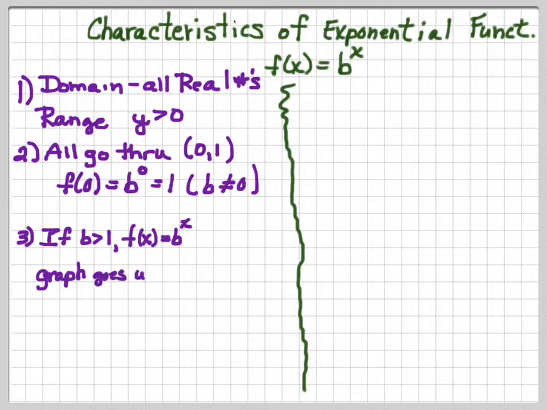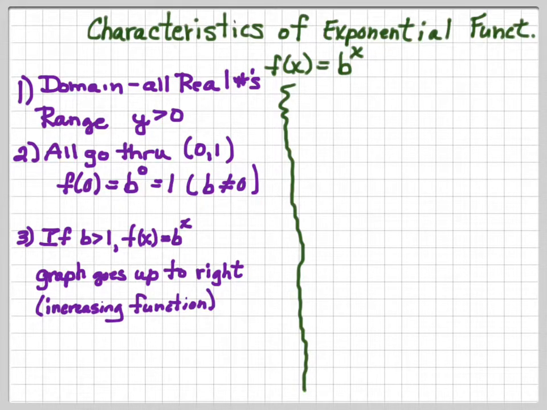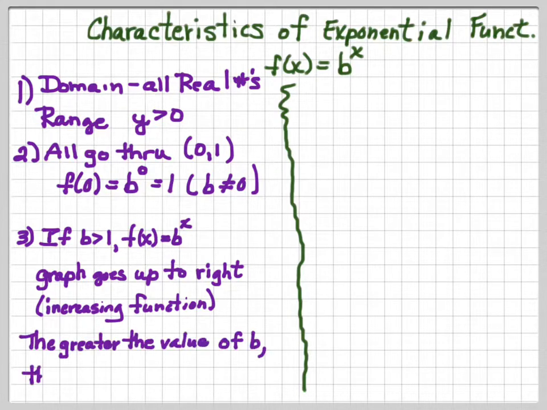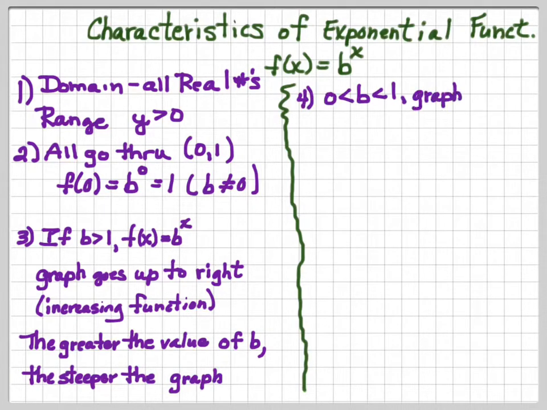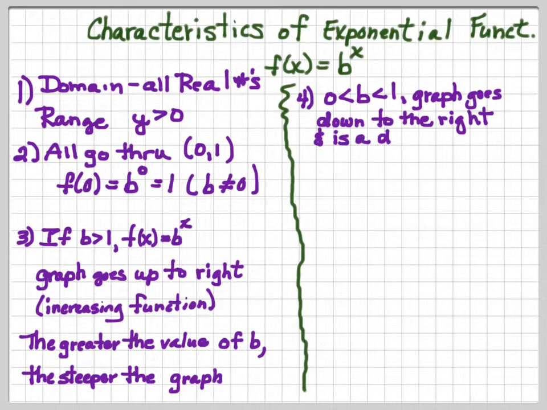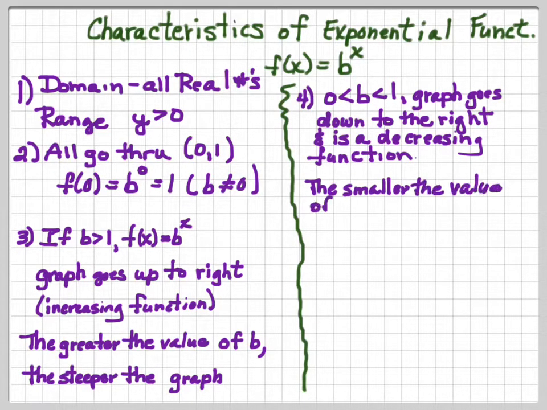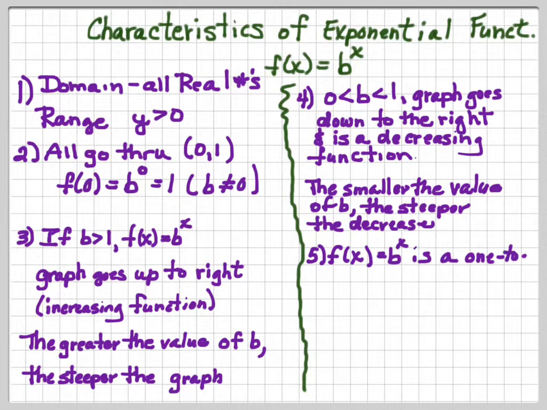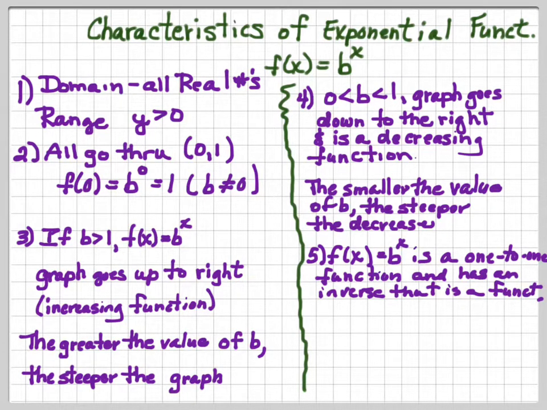If b is greater than 1, f of x equals b raised to the x, the graph goes up to the right. Starts low, goes high, which means it's an increasing function. The greater the value of b, the steeper the graph. Okay? If b lies between 0 and 1, the graph goes down to the right and is a decreasing function. The smaller the value of b, the steeper the decrease. f of x equals b raised to the x is a one-to-one function and has an inverse that's also a function.